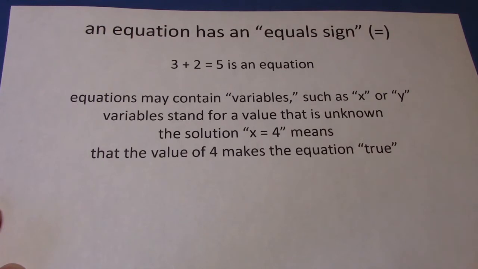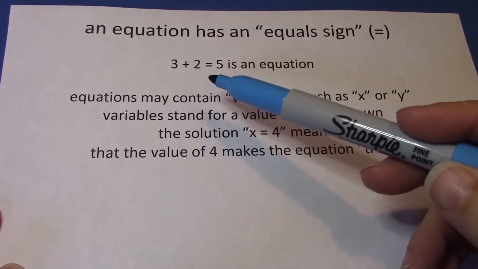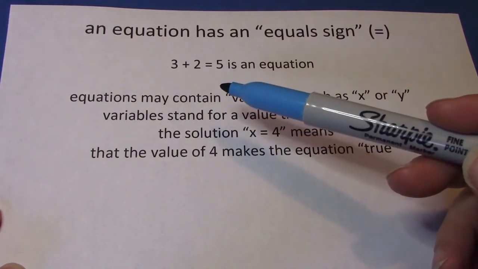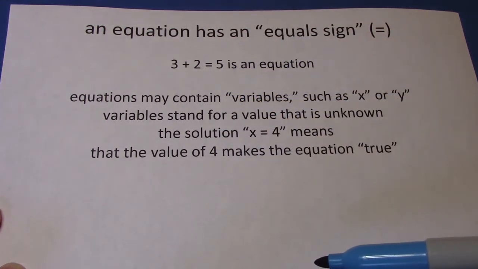An equation has an equal sign. That means that whatever is on the left has the same value or is equal to whatever is on the right. For example, 3 plus 2 equals 5 is an equation. An equation is different from an expression because an expression does not have an equal sign. 3x squared plus 4 is an expression, but not an equation.